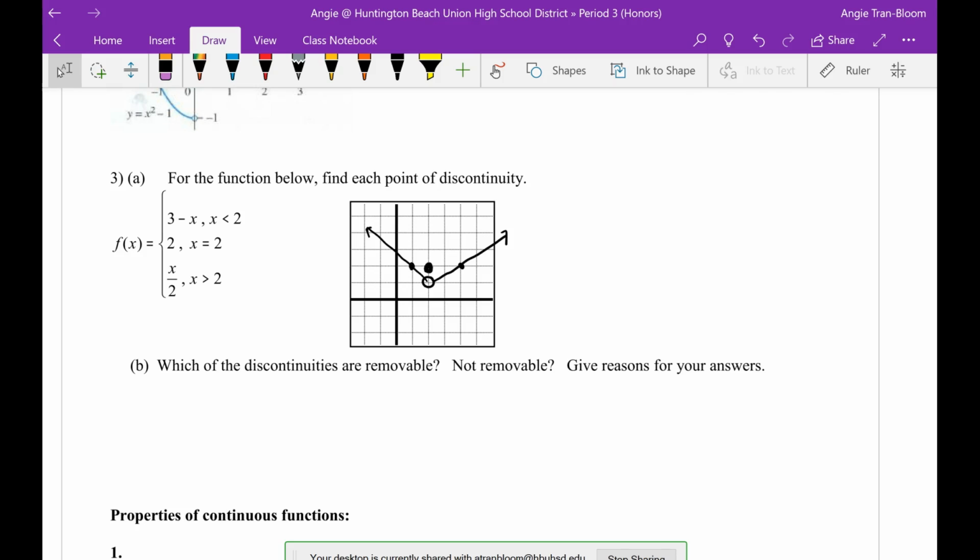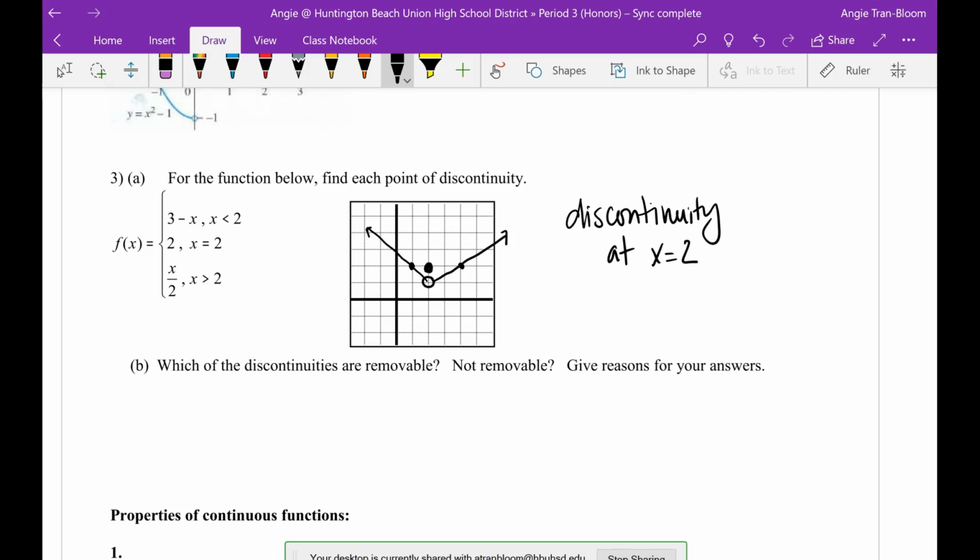Do we have a point of discontinuity? Yes. Where is our point of discontinuity? 2, 1. Discontinuity at x equals what? X equals 2. Okay. We found it at x equals 2.